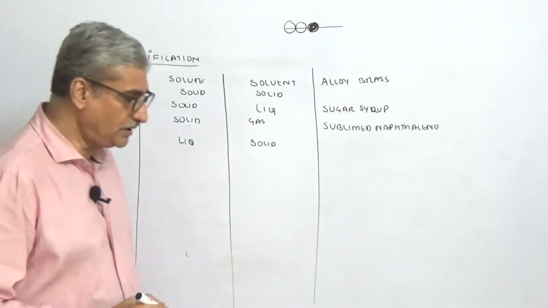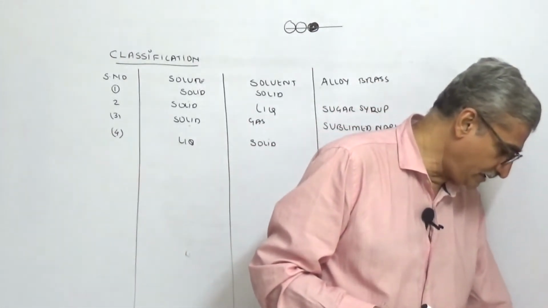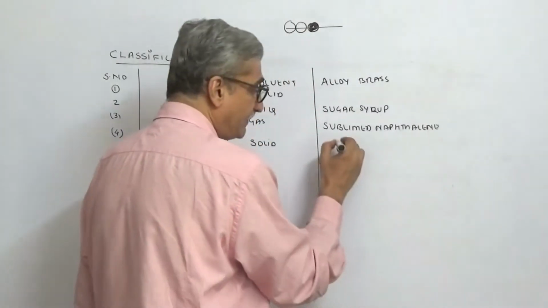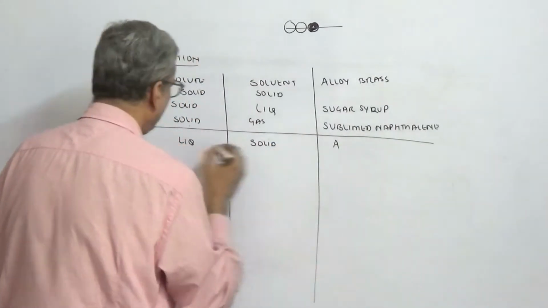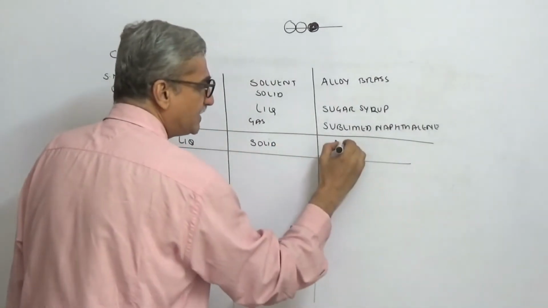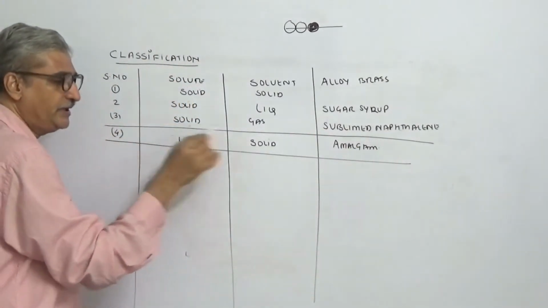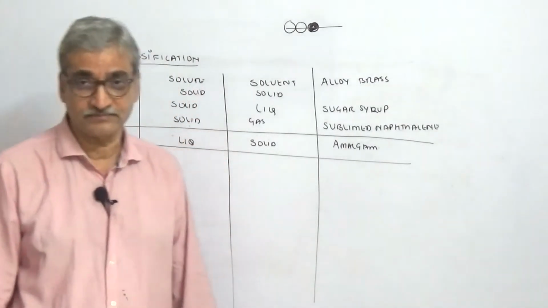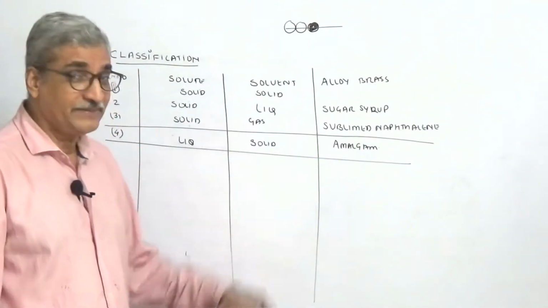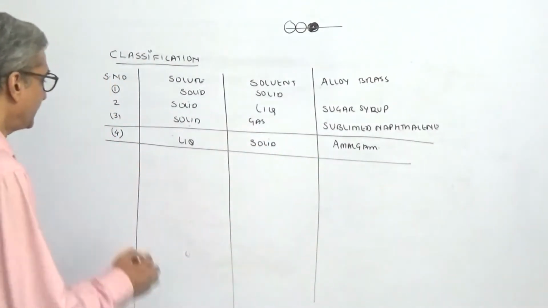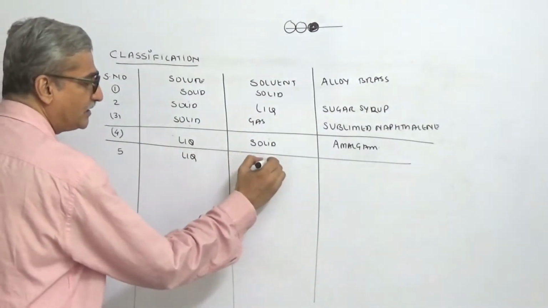Then the fourth one is a liquid dissolved in a solid. There is a typical example: amalgam. I think they have been asking this because people generally tend not to remember it. So what is amalgam? Mercury is mixed with sodium metal, giving sodium amalgam. Mercury mixed with some other metal, we use it for dental filling and all that. In this amalgam, mercury is a liquid. Is this point clear? Then the fifth one we have is a liquid in liquid.